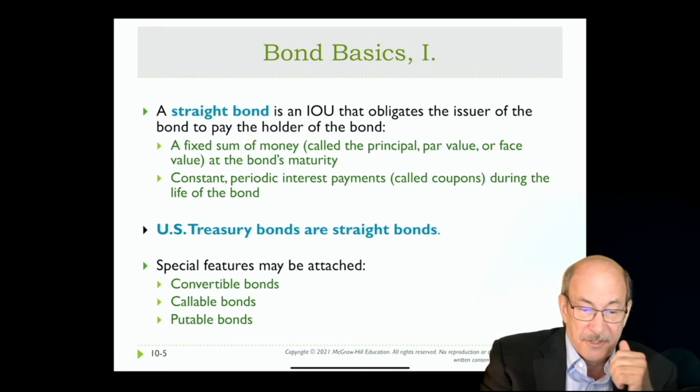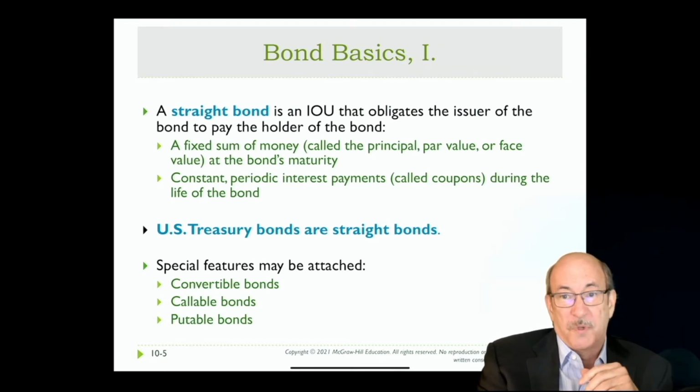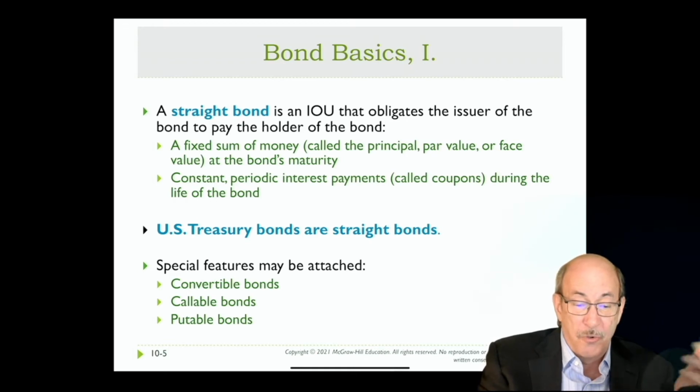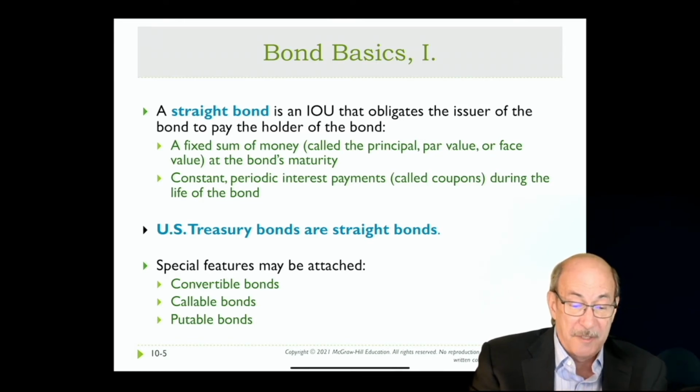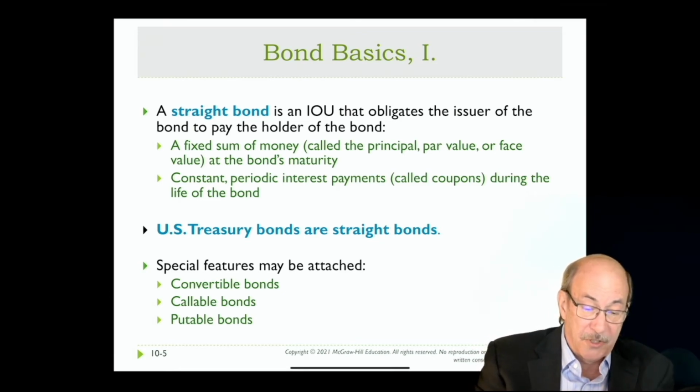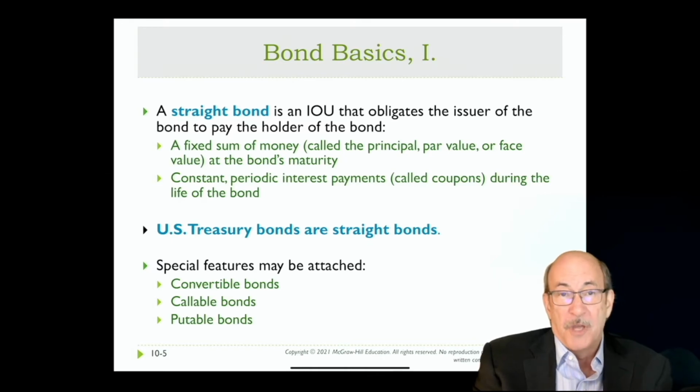Okay, so some of the basics. Everybody knows what a straight bond is. It's an IOU. It obligates the issuer of the bond to pay the holder of the bond some fixed sum of money at the bond's maturity, and then prior to that time, they're paying some sort of periodic interest payment called coupons. U.S. Treasury bonds are straight bonds. Many corporate bonds are straight bonds.